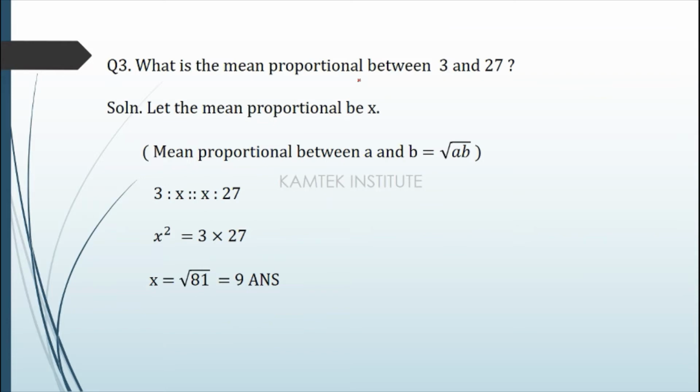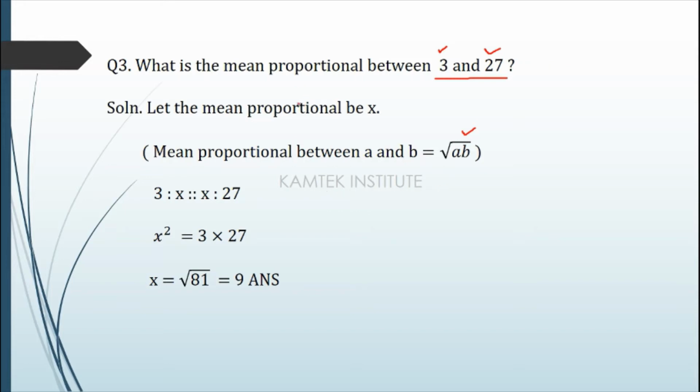So we come to question number 3. It says, what is the mean proportional between 3 and 27? Now if you remember in the previous slide we had studied the mean proportional between A and B. There is a formula for that, and that is under root of AB. So we assume 3 as A and 27 as B. We take the product and find the square root and we get the answer. So it's very simple. But for your understanding, I'm going to do it step by step.